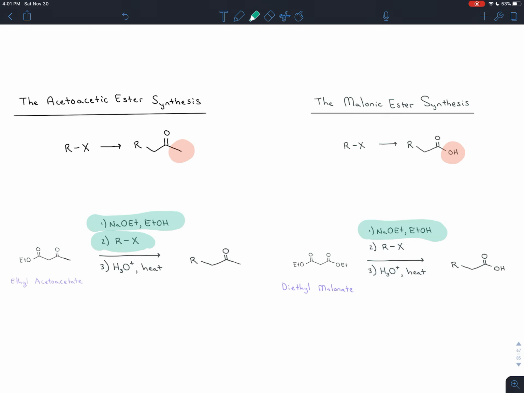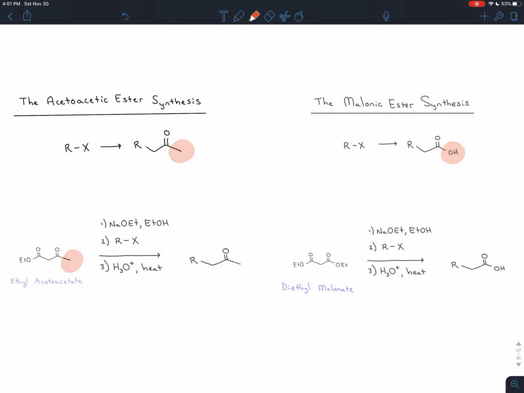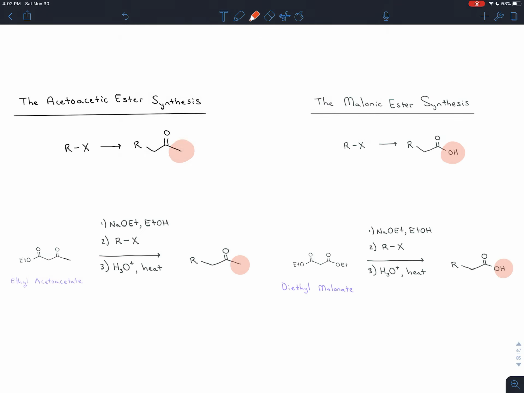Even the original molecule you have is almost the same. The only difference between ethyl acetoacetate and diethyl malonate is this group at the end. Instead of an ethoxy group, you have a methyl group. And that's the only difference. That and the product, that methyl group shows up in the end, so you have the methyl group there instead of the hydroxy group. Otherwise, the reaction is almost exactly the same.